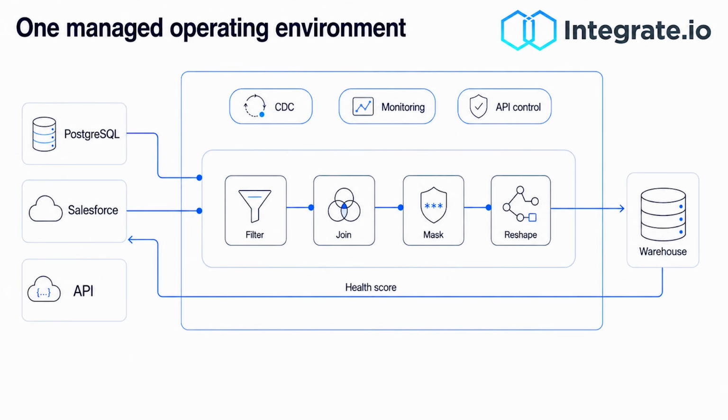Common filtering, joining, masking, and reshaping steps can be reviewed visually, with custom logic available when needed. For database replication, Integrate.io supports change data capture, so the pipeline can move changes without repeatedly copying the full source. Monitoring and alerts show when a job fails or falls behind. Its API can manage pipeline definitions programmatically when engineering wants version-controlled deployment instead of manual clicks.